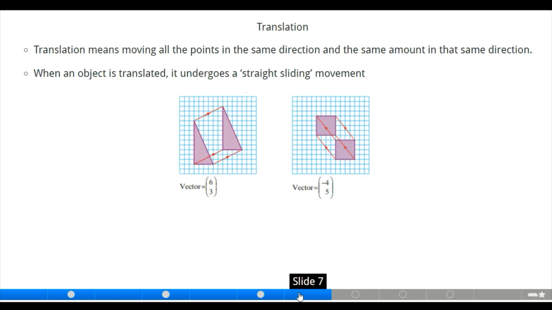Now we have an illustration here. When an object is translated, it undergoes what? A straight line slide movement. So if you are translating an object, you translate it using a straight slide movement. And note, if you are moving from the right downward, then we add on the x-axis and subtract on the y-axis. That is, on the y-axis we are subtracting, and on the x-axis we are adding. Okay, that is if you are moving from the right then downward.